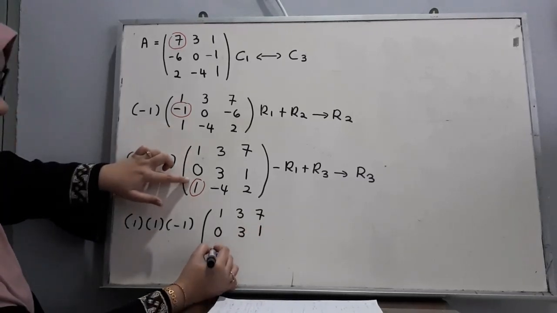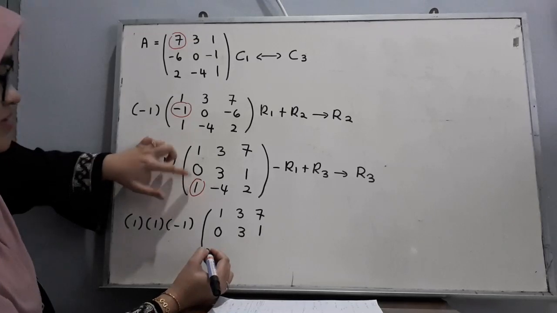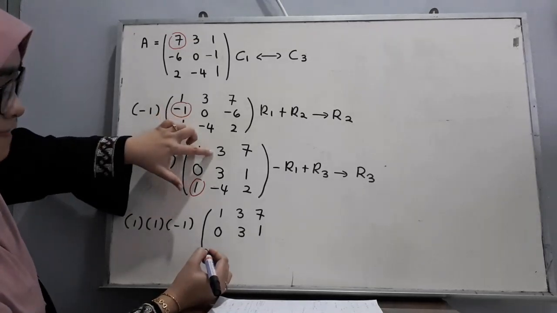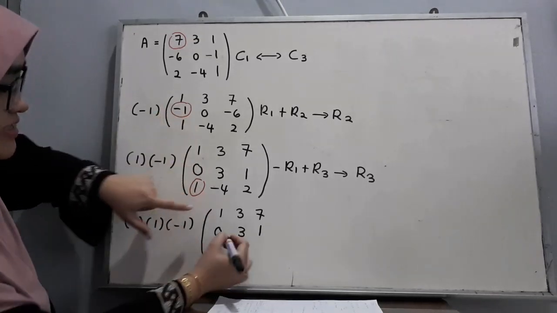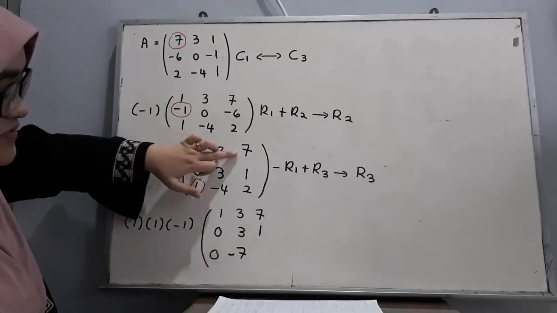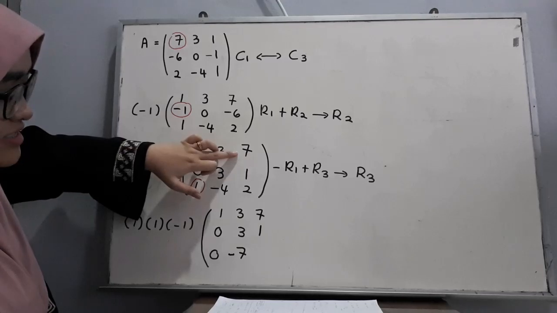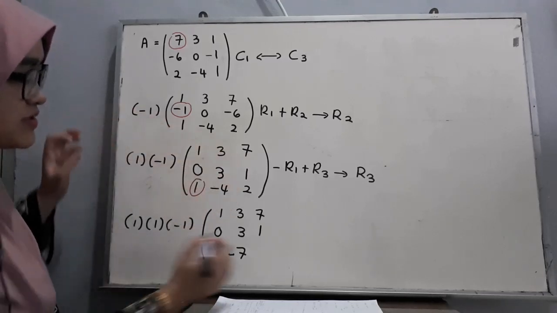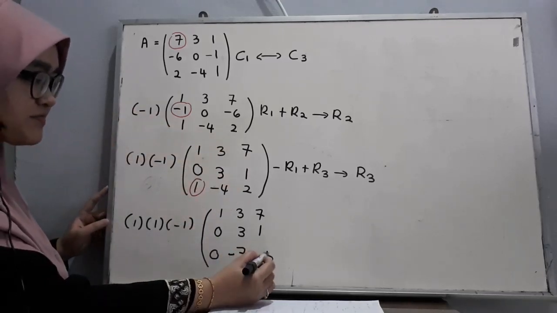-1 plus 1, 0. -3 plus -4 is -7. -7 plus 2 equal -5.